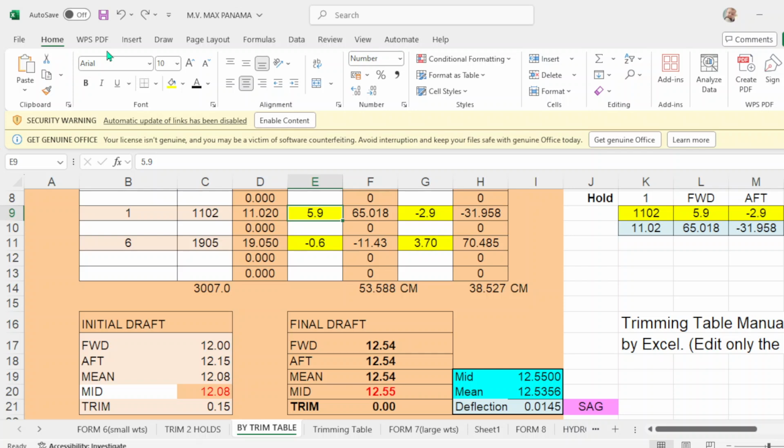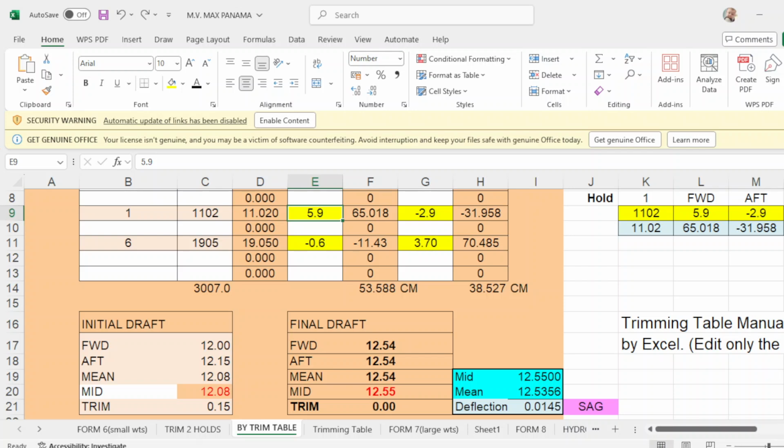Okay? So trim table is forward is 12.55 and your up is 12.54. I'm sorry, forward is 12.54, main is 12.54, even keel, but your mid is 12.55. Your trim is 0, but you have a deflection of 0.1 sag. Okay? Sag.